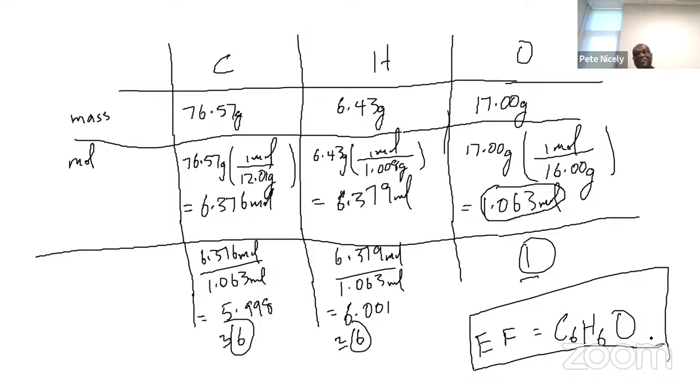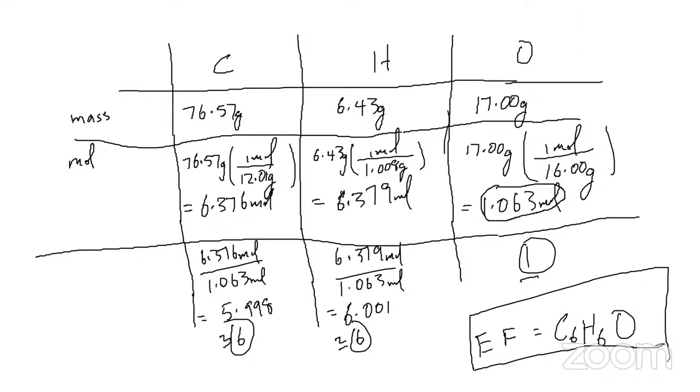Okay, any questions about this example? Any questions? Oh, question, yes. Mm-hmm. Why did you divide all of them on that bottom row? Why did you divide them by 1.063?